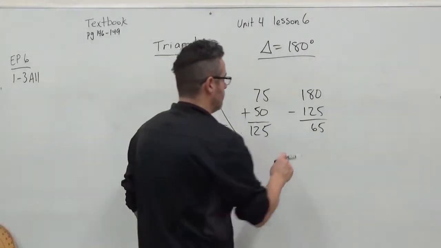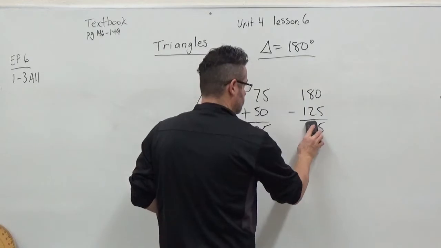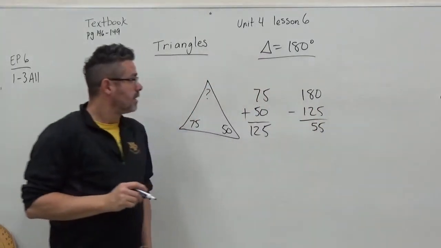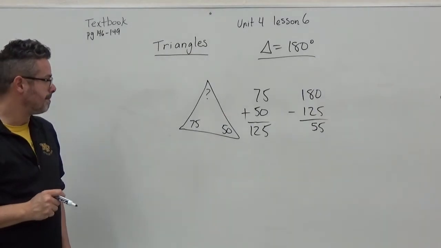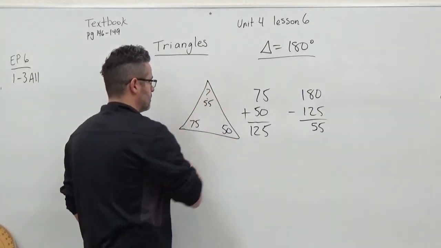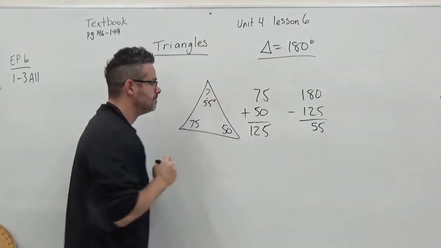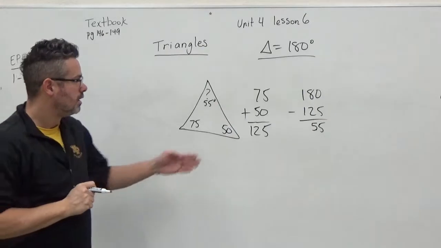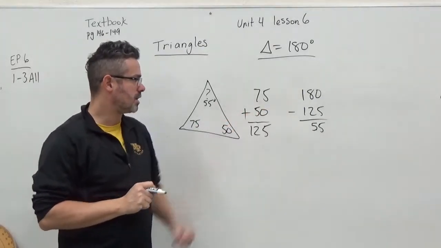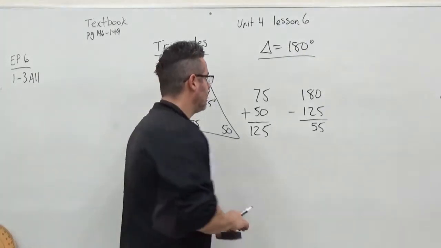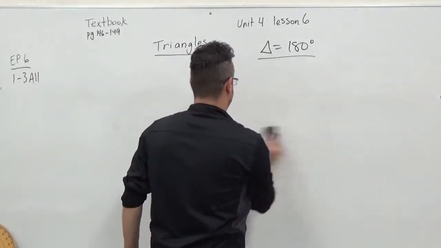Oh, is that quite right? No? 55. Okay, so 55. Therefore, this angle here is 55 degrees. Okay. Now, adding, subtracting. Seems pretty simple, right? Okay, let's get into that next one.